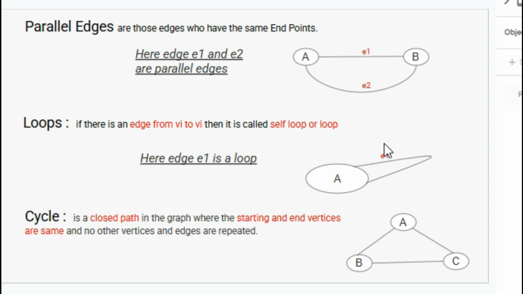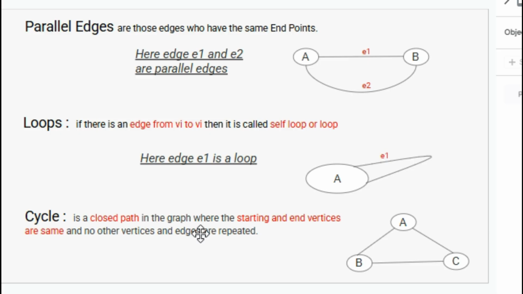Okay. The next one is cycle. It is a closed path in the graph where, first of all, listen to this term, that is closed path. I have highlighted it also. What do you mean by closed path? That the point from where I'm starting, I'm coming back to the same point again. In a graph where the starting and end vertices are the same, like your parallel edges. Okay. And no other vertices and edges are repeated. There is one more condition in case of cycle, that no vertex or edge should get repeated.